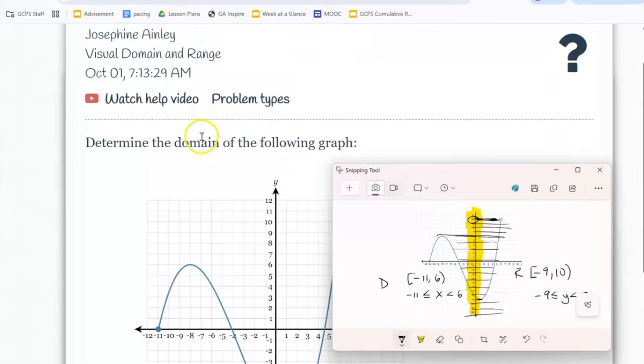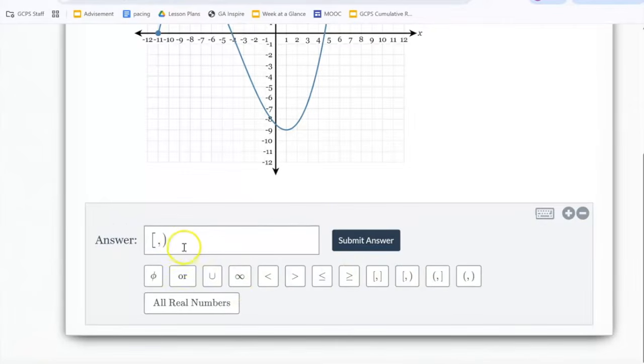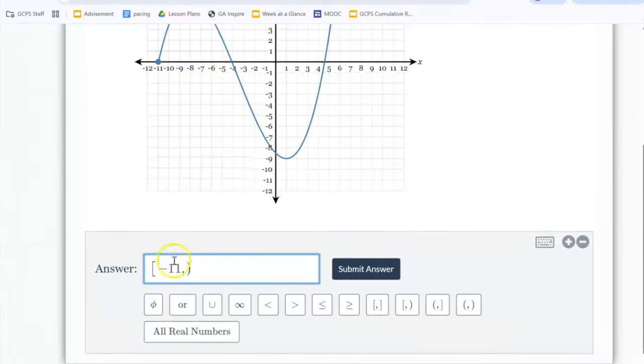So I did both range and domain because I'm not sure what the question is. If it's domain, I can put any one of these notations. Since I did the last one, I'll go ahead and do this one. So closed, negative 11 to 6 open. So closed and open, and then it was negative 11 to positive 6.